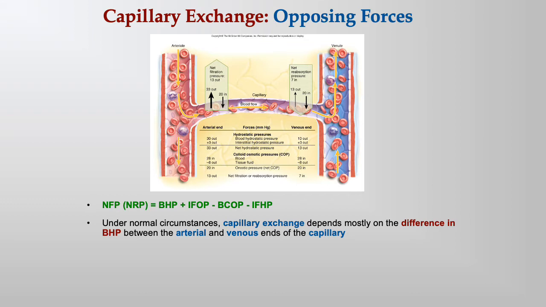So they get forced out on the arterial side, and they get pulled in, for the most part, on the venous side. Now wait, won't the same things be going in and out? No, because on the arterial side you're getting the nutrients. Those are getting forced out. Those are going to be taken up by the cells.